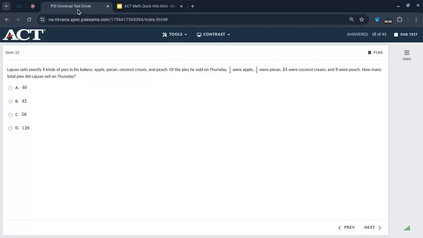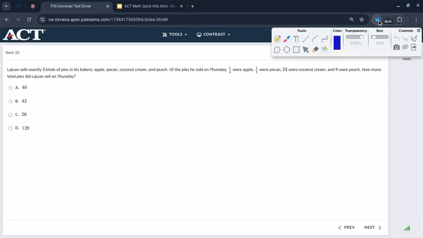All right, so it tells us that LaJuan sells exactly 4 kinds of pie at his bakery: apple, pecan, coconut cream, and peach. Of the pies he sold on Thursday, a fourth of them were apple, a half pecan, 24 coconut cream, and 8 are peach, and it wants to know how many total pies did he sell. So this one's going to require us to do a bunch of algebra here. We're going to set up an equation.